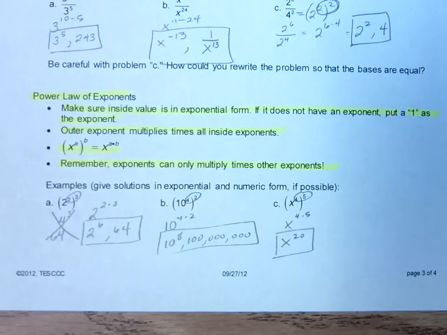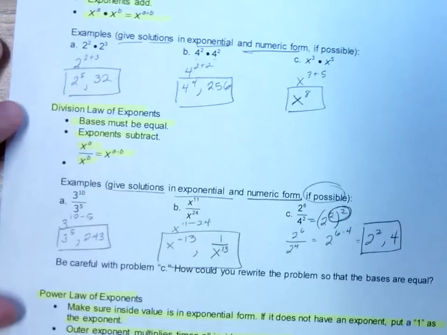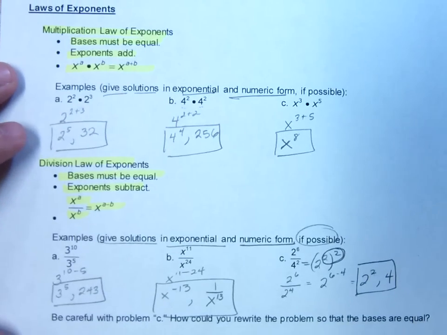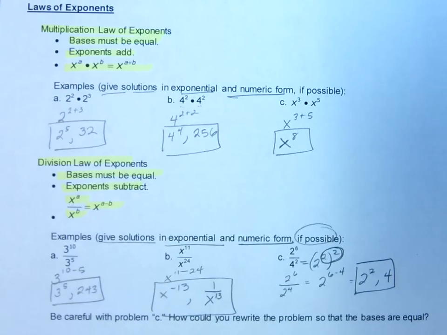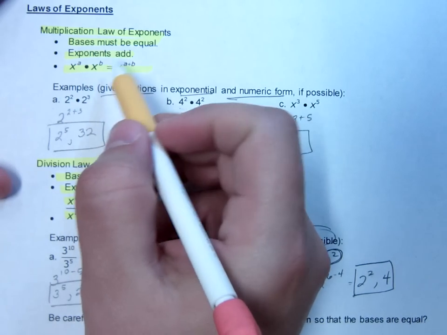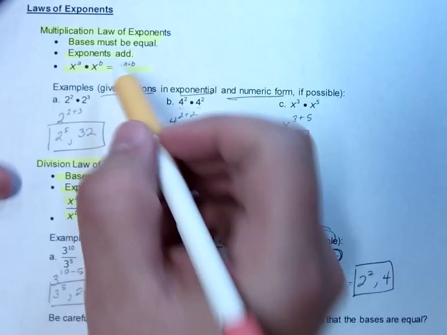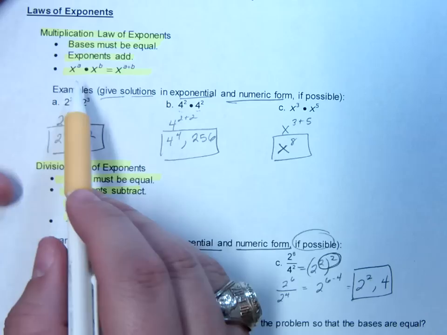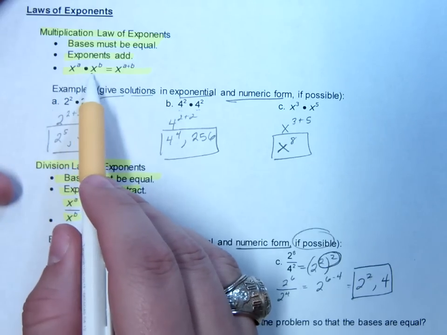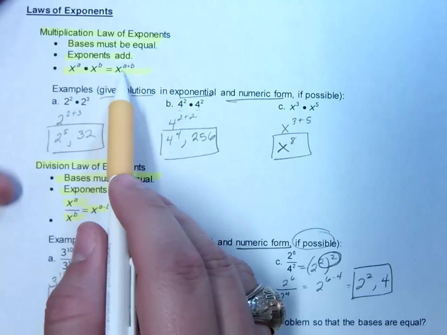And so, last page notes. What we've covered so far, what we just figured out on our own, was a few laws of exponents. We have the multiplication law of exponents. Again, the bases must be equal. Then you add the exponents. So here's our textbook example: x to any power a times x to any power b equals x to the a plus b.